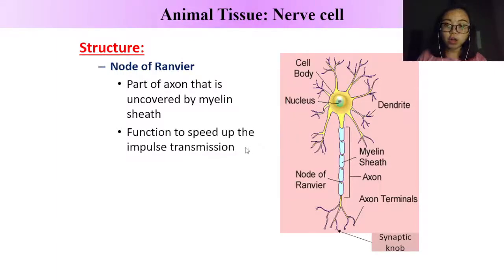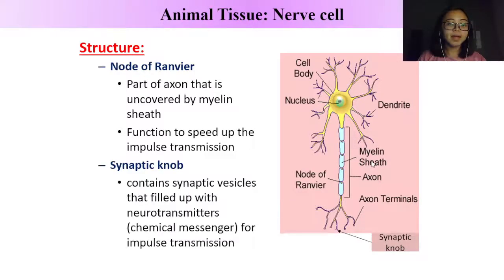The function of the node of Ranvier is to speed up the impulse transmission. And last but not least, we have the synaptic knob, the end of the nerve cell. The synaptic knob will contain synaptic vesicles that fill up with neurotransmitters or chemical messengers for impulse transmission.